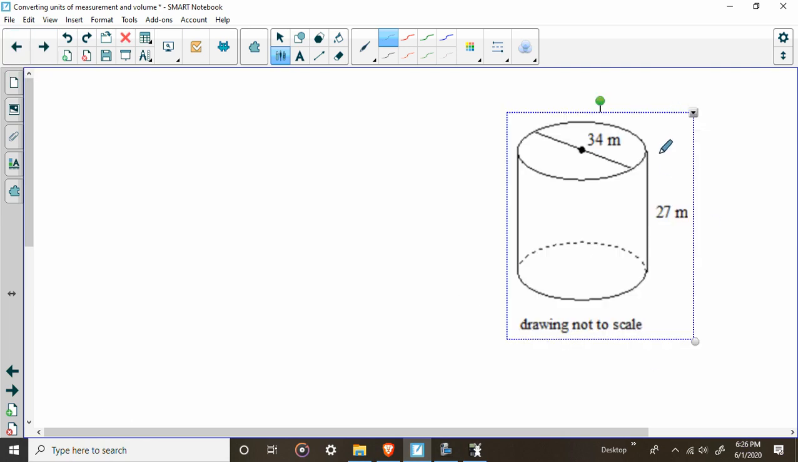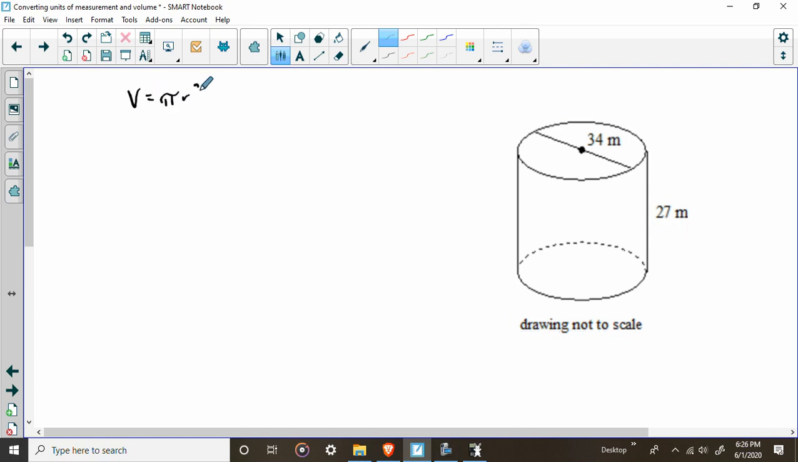Problem like this, very similar. I've just got to remember that the formula is pi times radius squared times height. So they didn't give you the radius. This is not the radius. This is the diameter. Your radius is only half of that. So half of 34 is 17 meters. So we'll say the volume is equal to pi times 17 squared times 27, okay?